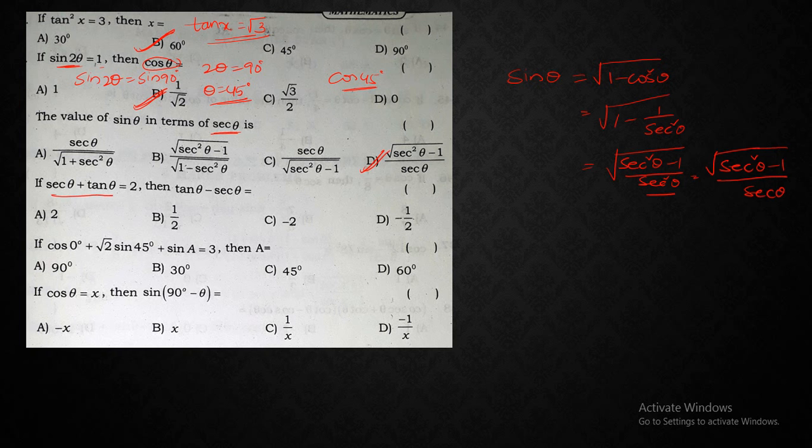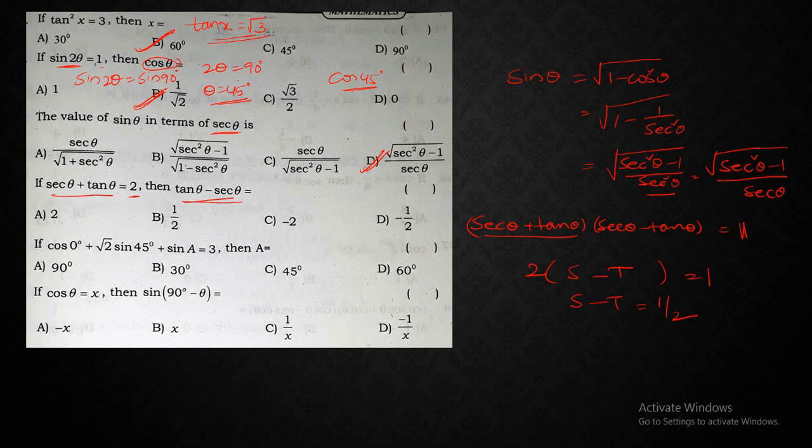So secant theta plus tan theta is equal to 2. Then tan theta minus secant theta is equal to? So already we know secant theta plus tan theta. So we know the identity: secant theta plus tan theta into secant theta minus tan theta is equal to 1. Now what he has given, secant theta plus tan theta is equal to 2. So this is 2 into secant theta minus tan theta is equal to 1. Now from this, secant theta minus tan theta is equal to 1 by 2.